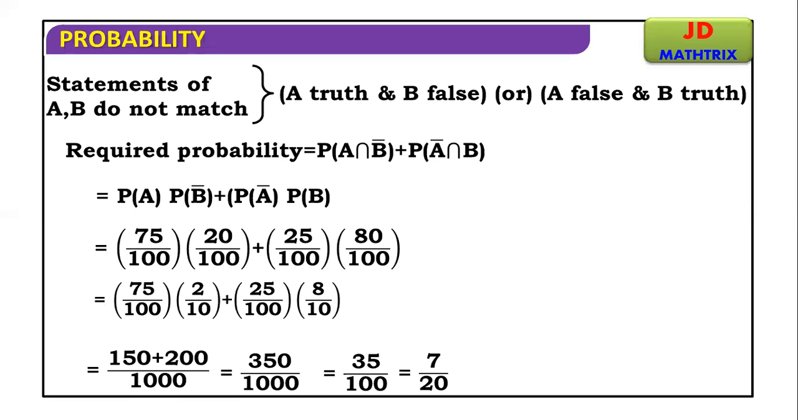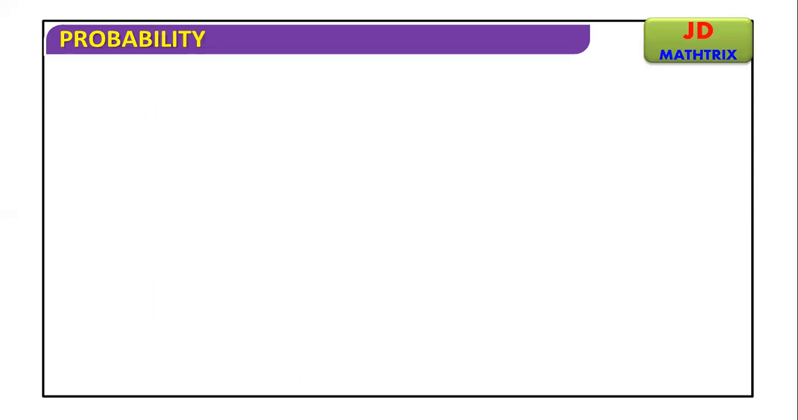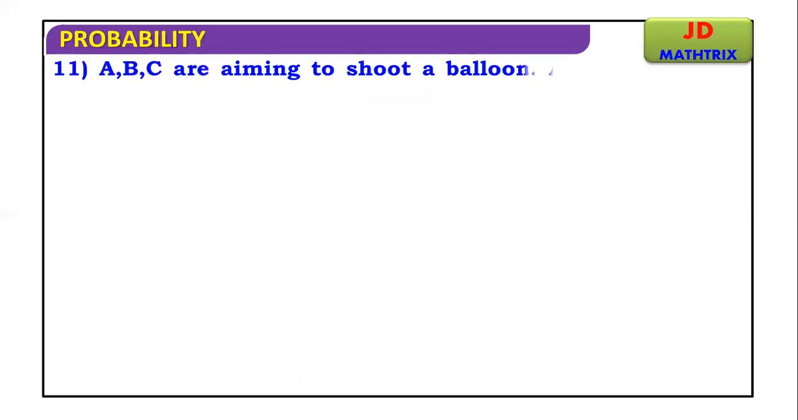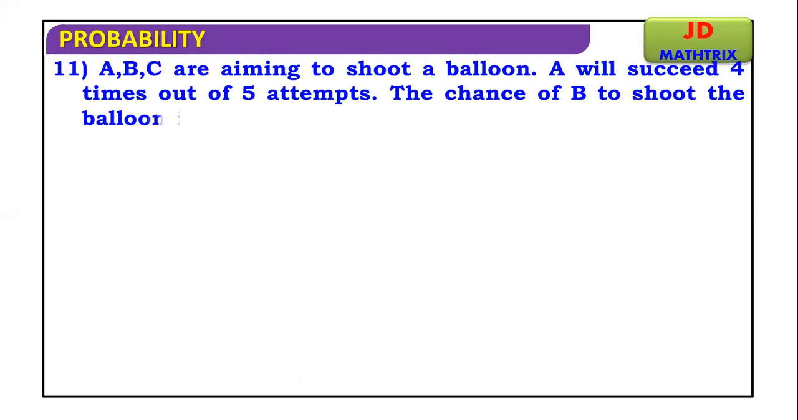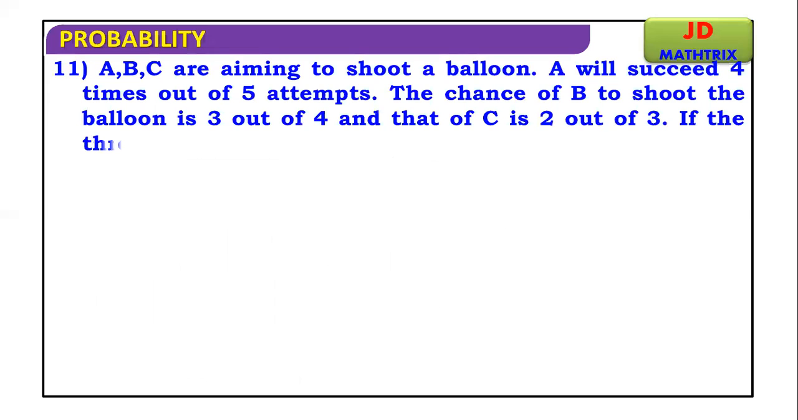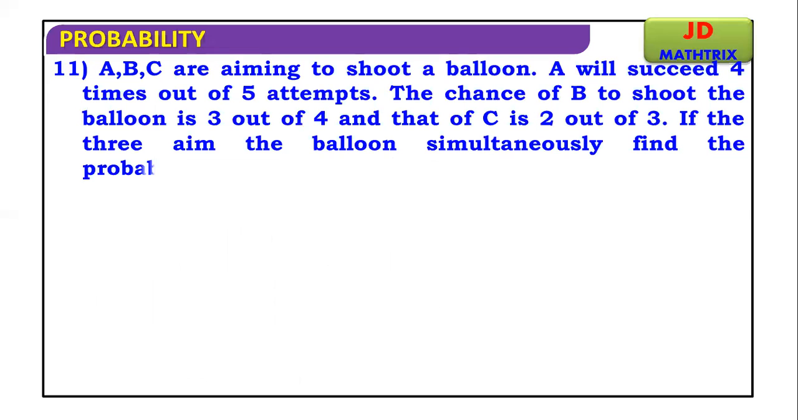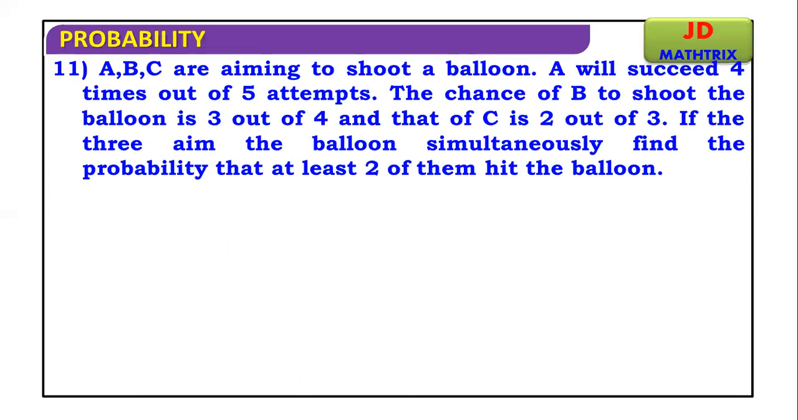So this is a very important problem. Next, coming to the next problem, this is also a very important problem. A, B, C are aiming to shoot a balloon. A will succeed 4 times out of 5 attempts. The chance of B to shoot the balloon is 3 out of 4 times, and that of C is 2 out of 3. If the 3 aim at the balloon simultaneously, find the probability that at least 2 of them hit the balloon.